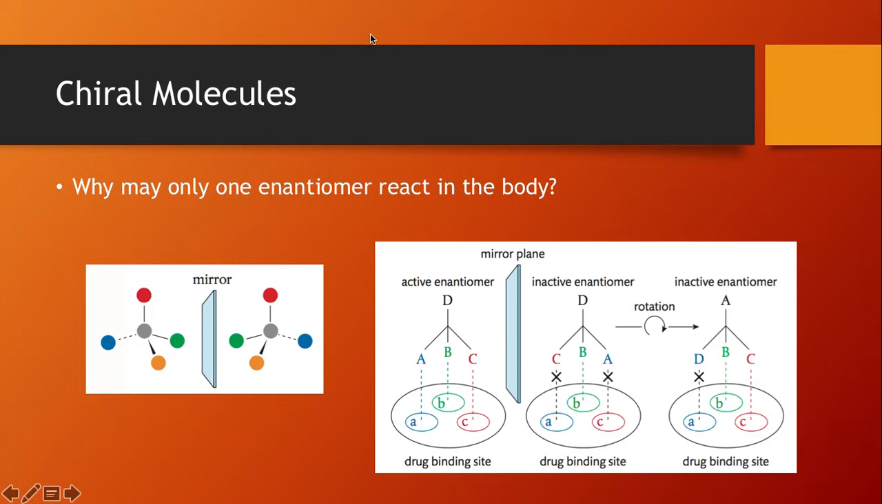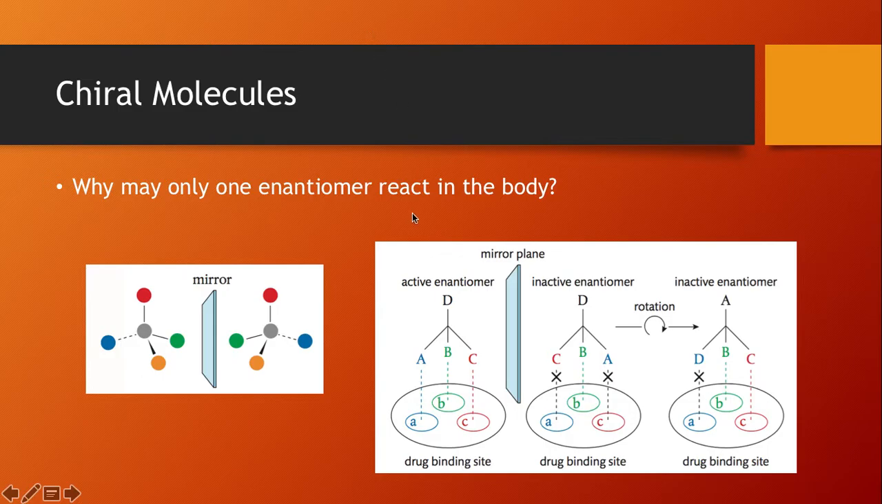So let's review chiral molecules and consider why only one enantiomer may react in the body. If you remember, chiral, 4 different groups attached, and you're going to have a mirror in the middle, and you have a mirror image. So if we look at the right hand image, you will see why it is so important that these molecules be considered as both enantiomers.